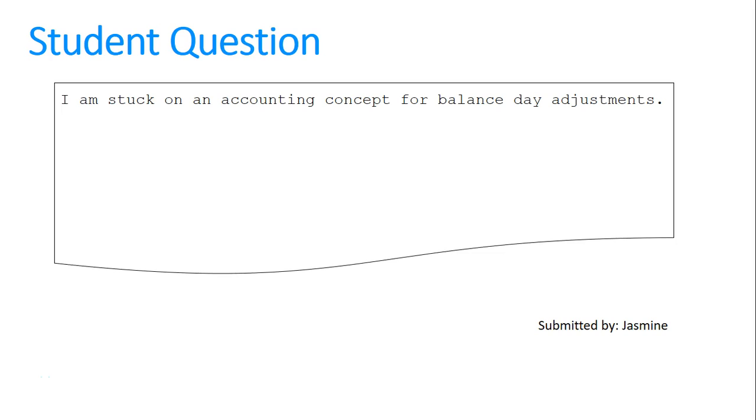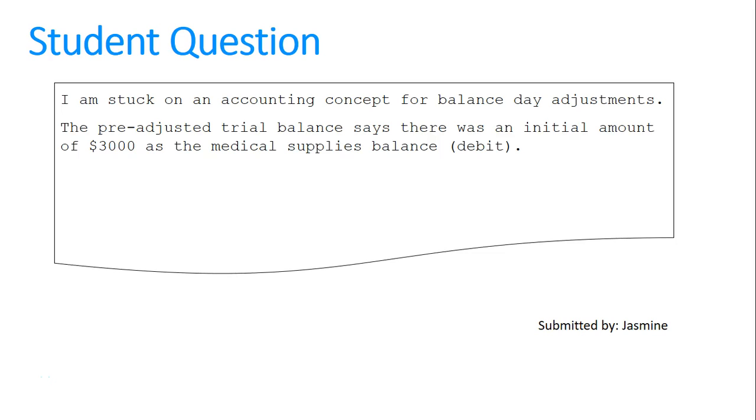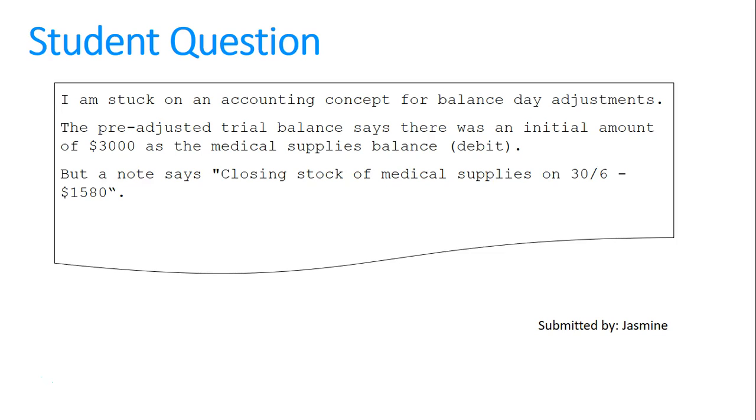The question is, I'm stuck on an accounting concept for balance day adjustments. The pre-adjusted trial balance says there was an initial amount of $3,000 as the medical supplies balance, or it was a debit. But a note says closing stock of medical supplies on the 30th of June is $1,580. What balance day adjustment do I need to make?